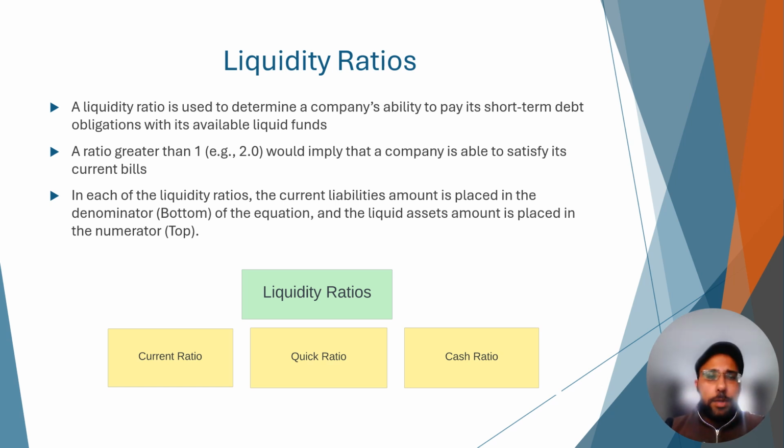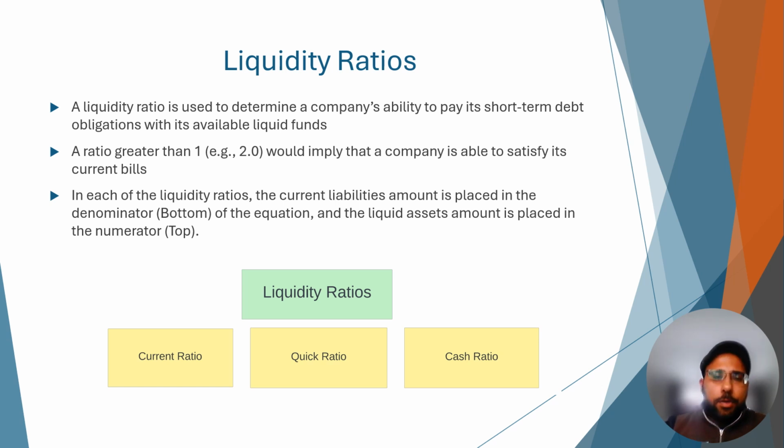Okay, with its available liquid funds, naturally that would come from the current assets. So these ratios do provide a good insight into the overall financial health of a company by measuring its ability to cover its assets, and more importantly, how quickly can it do it without really taking any form of significant loss in value. Okay, so in each of the ratios, the current liability is always placed in the denominator of the equation, and the liquid assets amount is placed in the numerator. So you will naturally see that with a lot of the equations we look at.